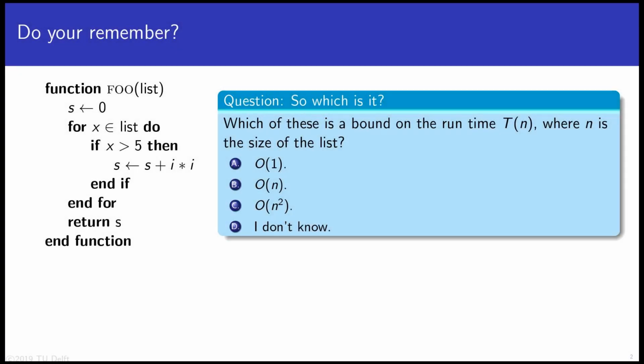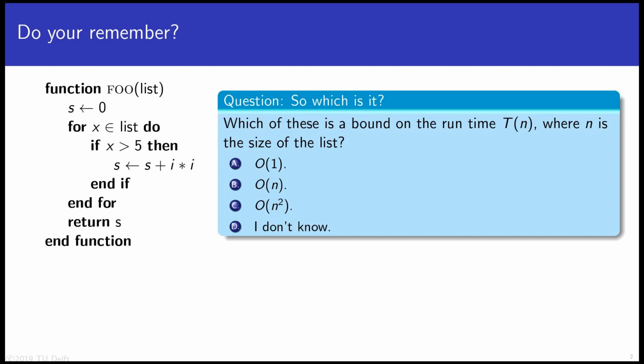Now, knowing how big O works, you should be able to figure out this one. So here's a function, it's called foo. It does some computation, and I wonder which of these is a bound on the runtime. Give yourself 5 seconds, see if you can figure it out. Pause the video if you want. I'll continue now.